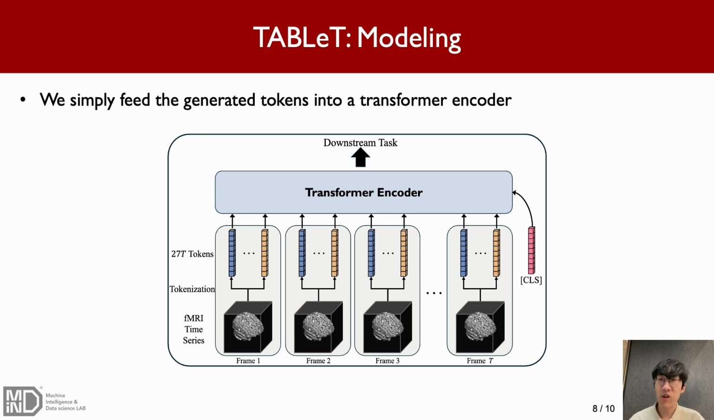Each frame of the fMRI goes through this tokenization process independently, each resulting in 27 tokens. These tokens are then simply fed into a transformer encoder, and the resulting representation is used for the downstream tasks.